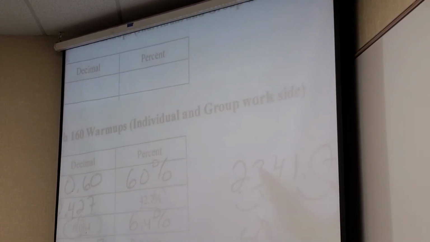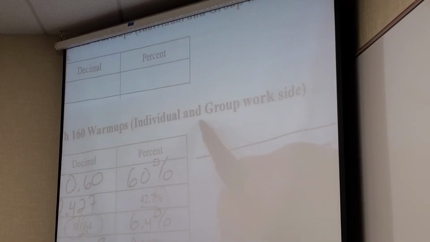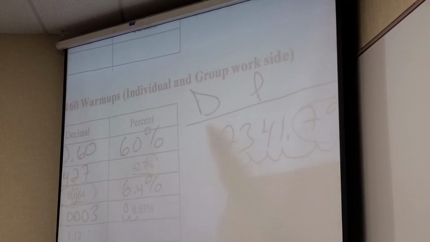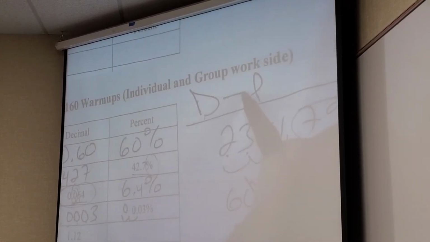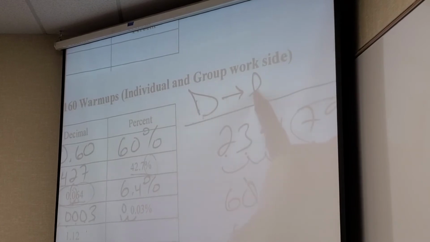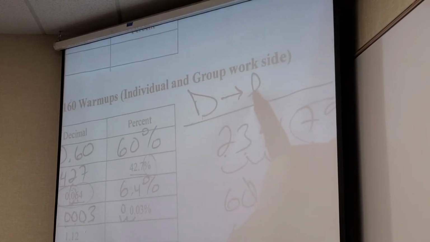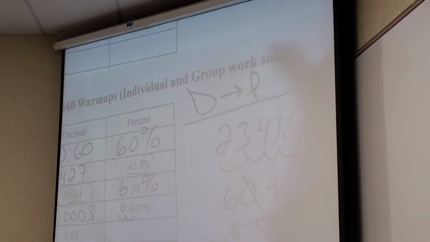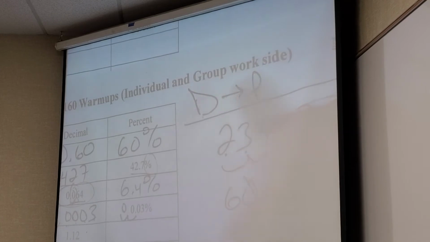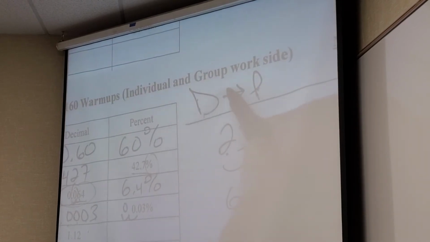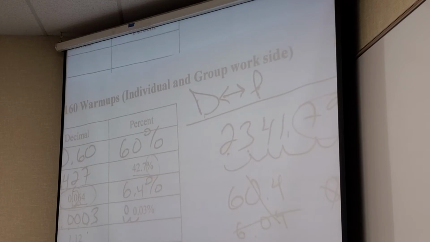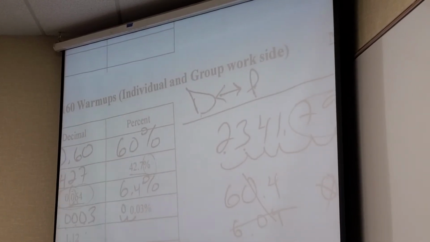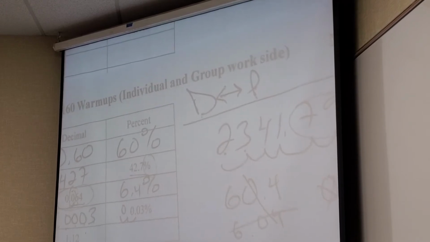I don't like this as much as the explanation I gave earlier, but if you write decimal and percent like that in alphabetical order, to go from a decimal to a percent, you move the decimal that way. To go from a percent to a decimal, you move the decimal that way. But I kind of like better that the percent number is bigger than the decimal number, so that tells you which way to go right there.